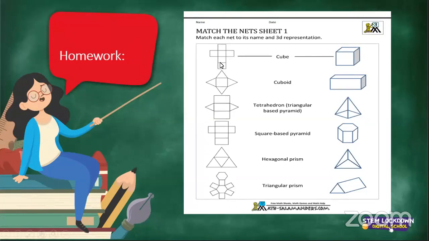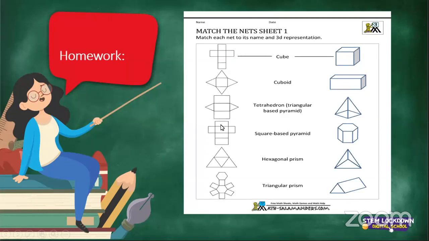We have a net here that looks like a T shape. You match it to the name. There's names right in the middle. Okay, it looks like a cube. If I were to fold this net up, it would make a cube. Then you take your line to the cube. This is your homework. We're not going to complete it now.